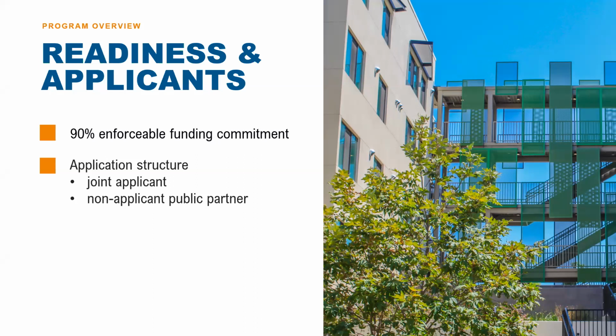Second, a very important role of public agencies is that they are eligible applicants on an ASIC application. If the public agency has a real property interest in the proposed project, the application must include the public agency as a joint applicant or include a commitment to enter into a contractual agreement to develop the project if awarded. Joint applicants will be held jointly and severally liable for the completion of the project.